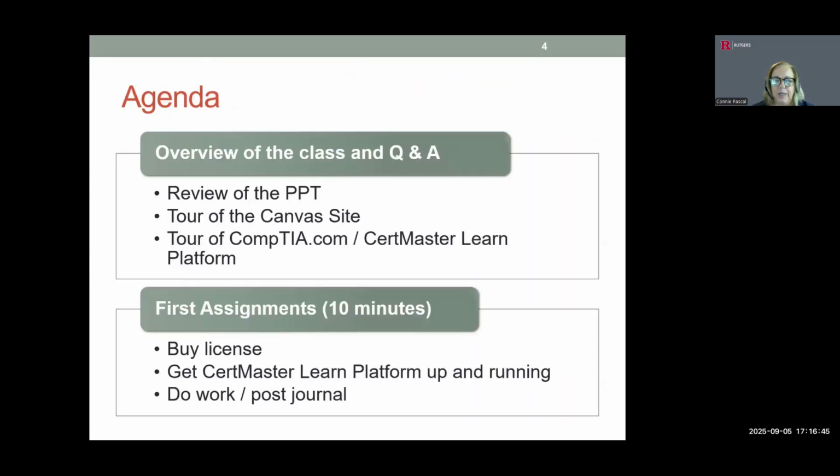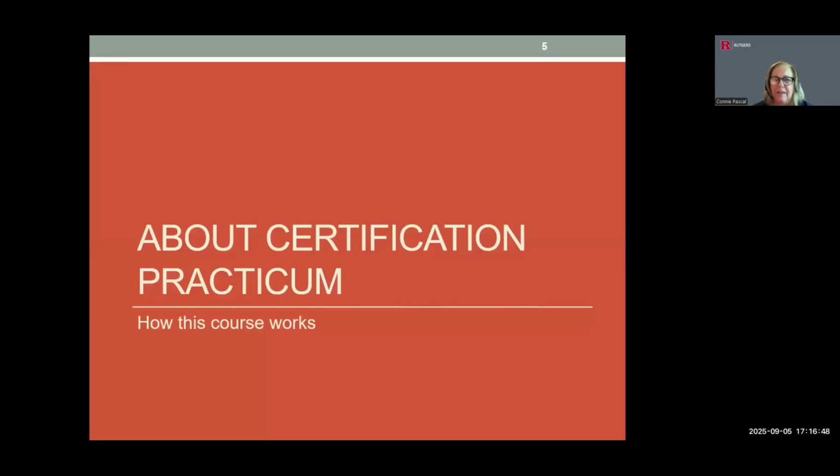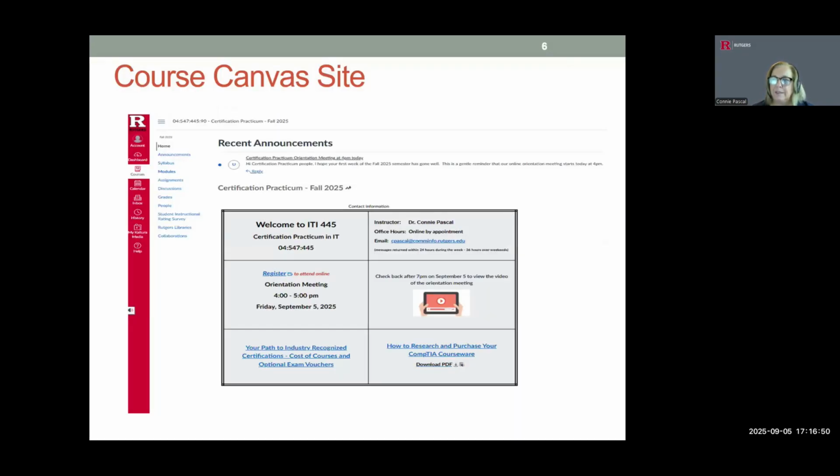Here's our agenda real quick. And then let's just dive in and tell you what Certification Practicum is all about. So most of you have already done this, but this is the course Canvas site. Again, one of the things that I want you to look at is modules, which is where you're going to find information and resources, including this particular presentation, as well as PDFs of and access to everything that's on this particular page. So make sure you see that.